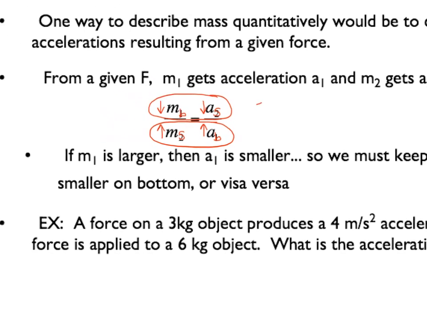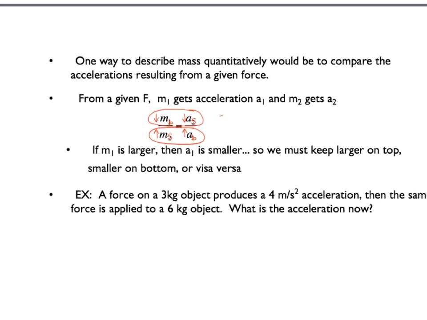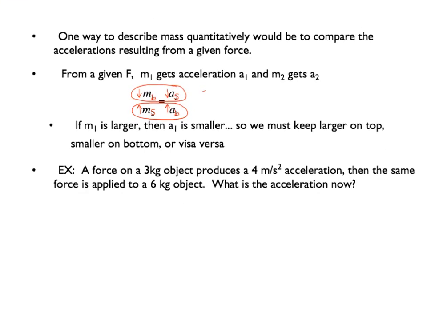Now let's bring this back down here where we can look at some of our other notes. Again, we can see that on our notes here, if the mass is the larger mass, its acceleration is going to be smaller. So basically we're keeping the smaller things on one side and the larger things on the other side of these ratios. Let's look at an example of this and see how we could use this concept mathematically to solve a problem.